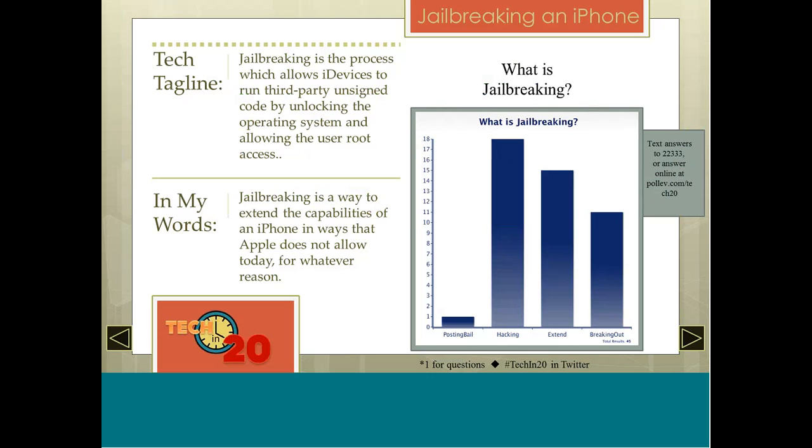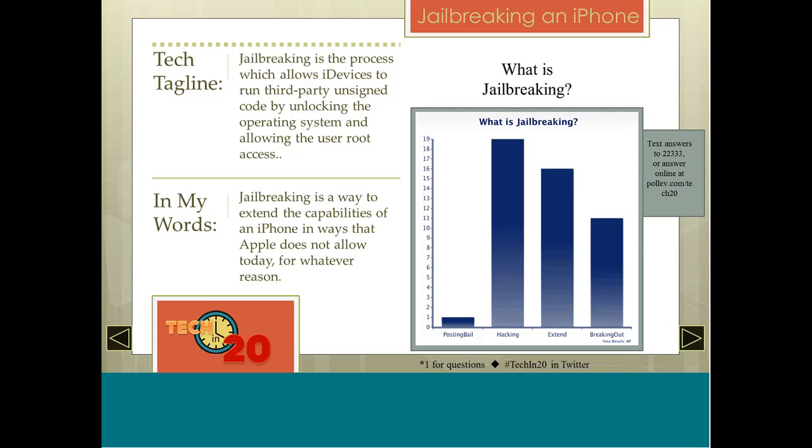So when it comes to jailbreaking an iPhone, many people have always asked, what is it? What are the capabilities? What does it mean? Do I have to do it? But the bottom line is jailbreaking is a process in which your iDevice, whether that be an iPad, an iPhone, an iPod, even Apple TVs, is able to run third-party unsigned code by unlocking the operating system and allowing the user root access.